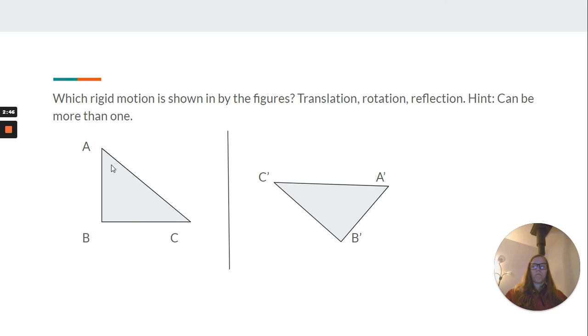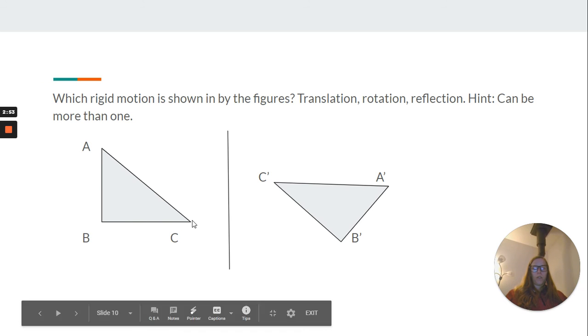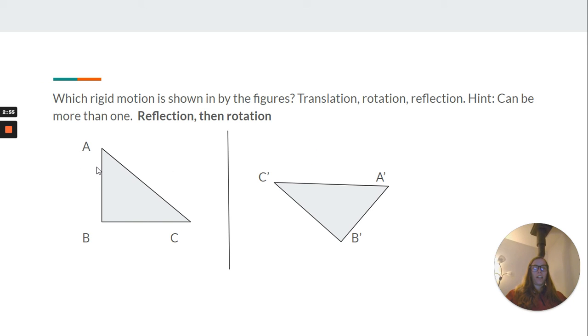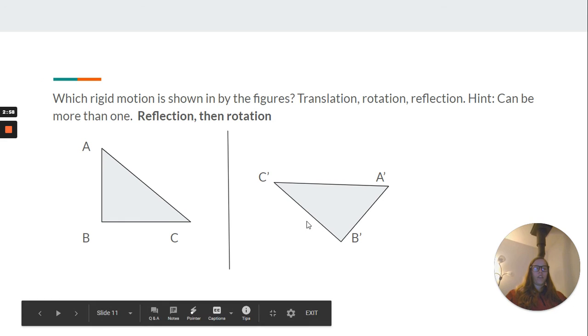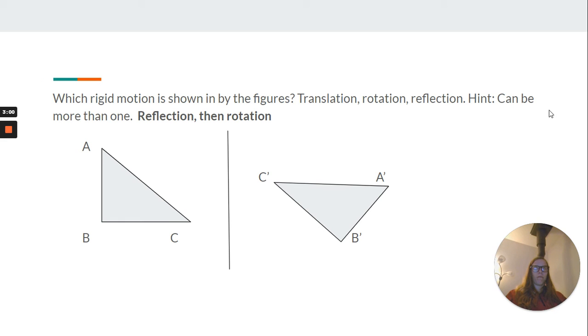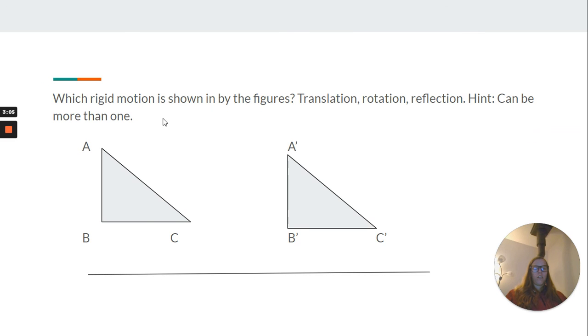What about this one? Well, point C is still close to point C', but that wouldn't go right back on itself if you flipped it over. So this one is going to be a reflection and then a rotation. Last one. Here we just have translation. That's going to be the majority of your assignment, determining what rigid motion is shown. And again, it could be more than one, so you'll have to watch out for that.